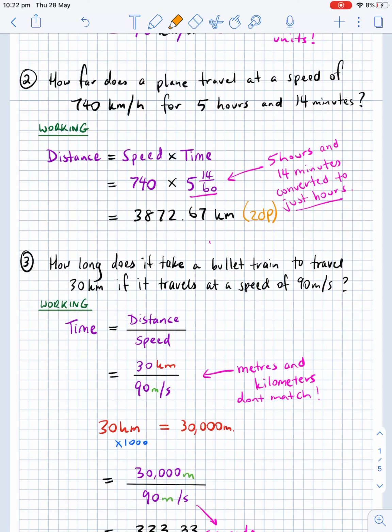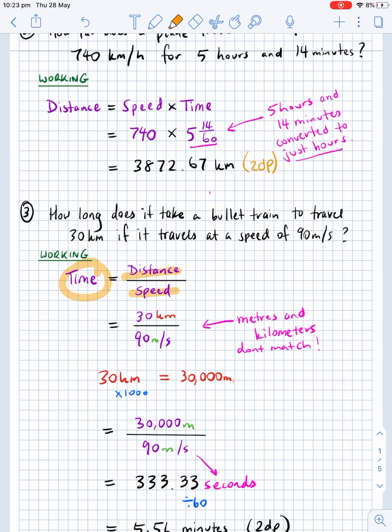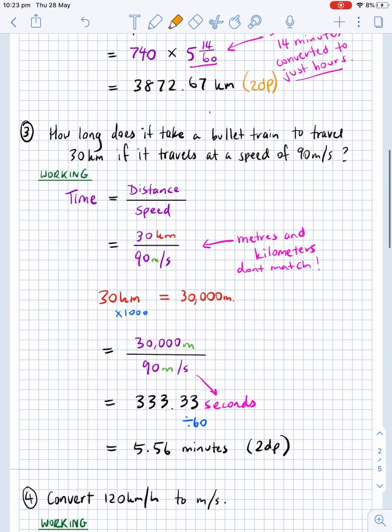Okay, moving on. How long does it take a bullet train to travel 30 kilometers if it travels at a speed of 90 meters per second? So we've got a speed here, we've got a distance, and we want to figure out how long, so we want to figure out what the time is. Time is equal to distance over speed. We've got a distance of 30 kilometers and a speed of 90 meters per second. Have a look at these units of distance here. Kilometers and meters do not match. So we need to change it up so they do. The idea is we can change 30 kilometers so it becomes meters instead.